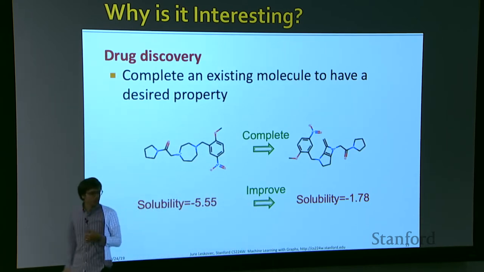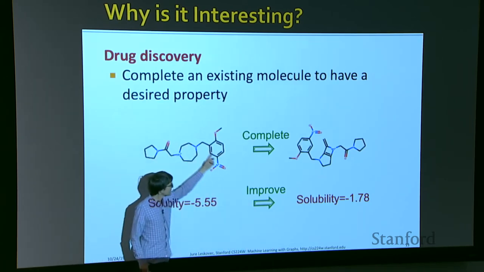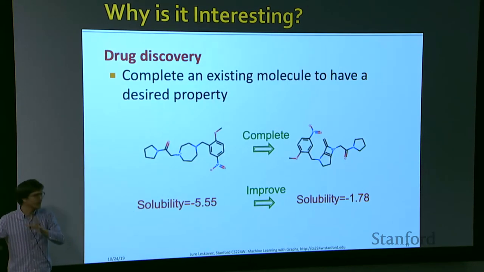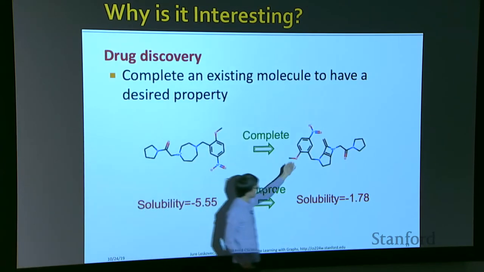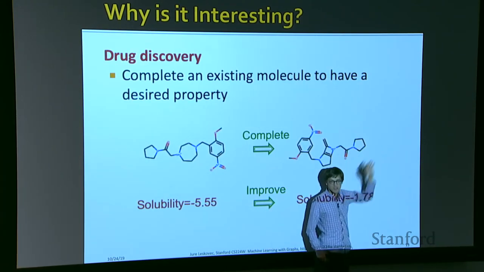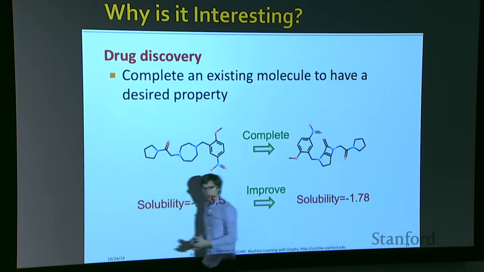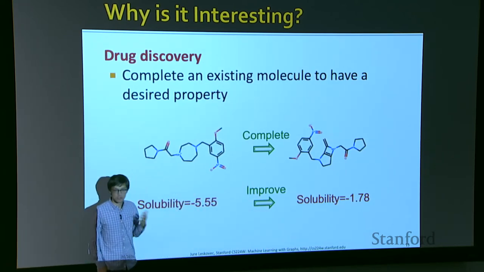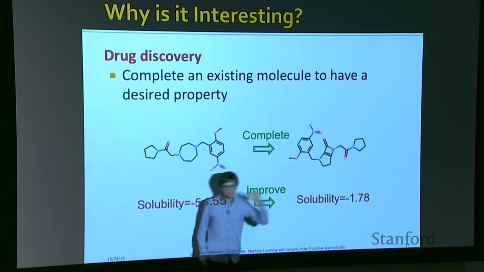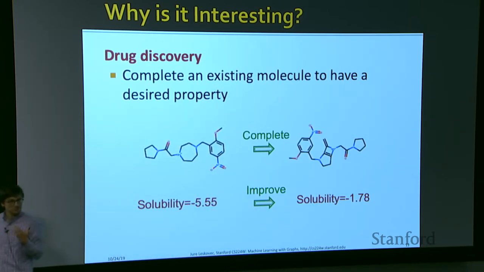Why would you want to do this? Say I have some active part of the molecule that I know has a therapeutic effect, but I want this molecule to be stable. So I want to print the rest of it so that the molecule will be maybe more soluble, right? So this is not soluble. I print the rest of it. Now it's much more soluble.